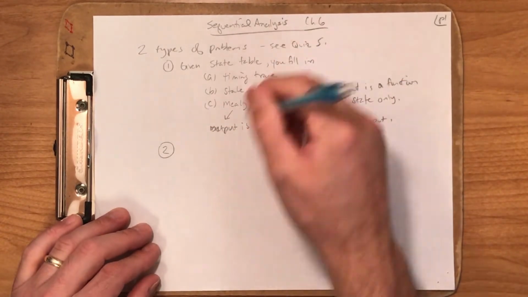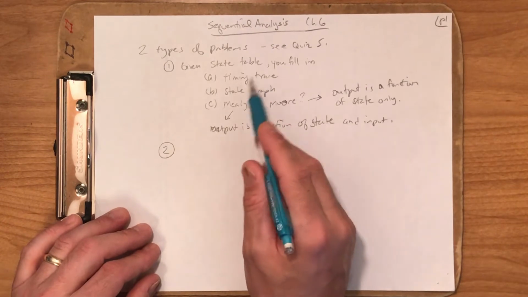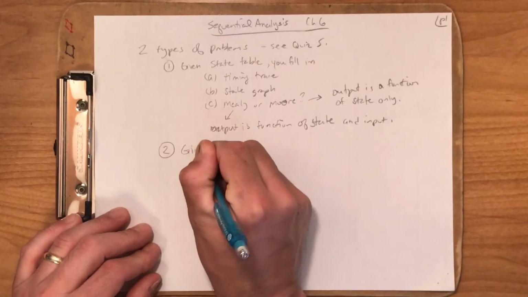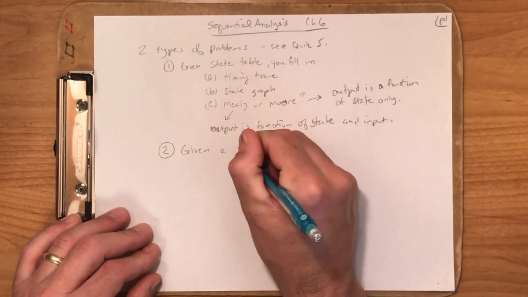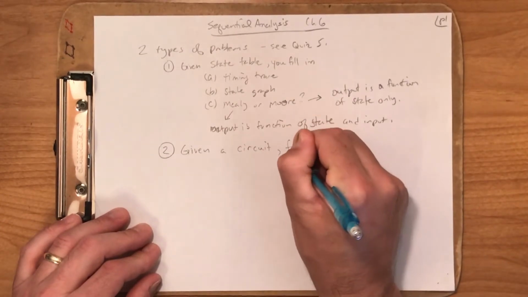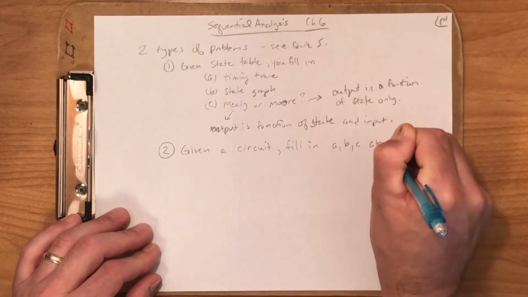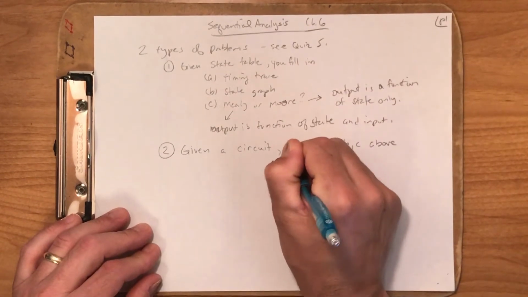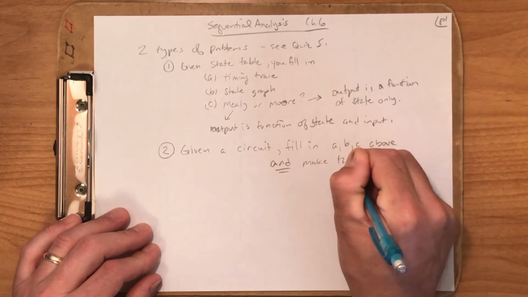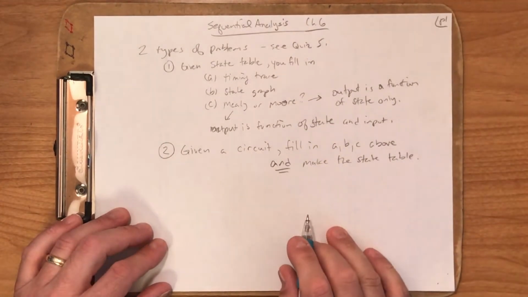Anyway, you know how to do this type of problem, or you should know how to. We've covered everything, so there's information out there for how to do all this. Second type of problem: given a circuit, fill in A, B, C above, and make the state table. That's the more challenging type of problem, and that's what we're going to go over today.